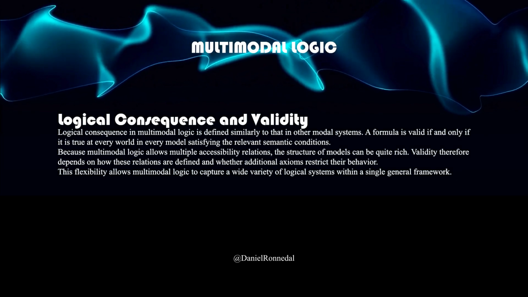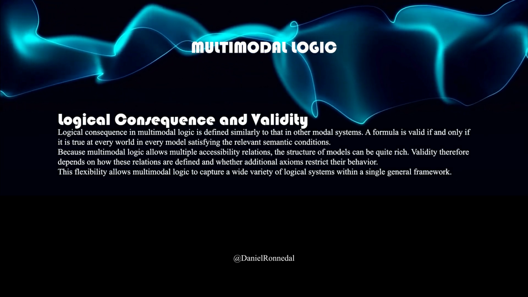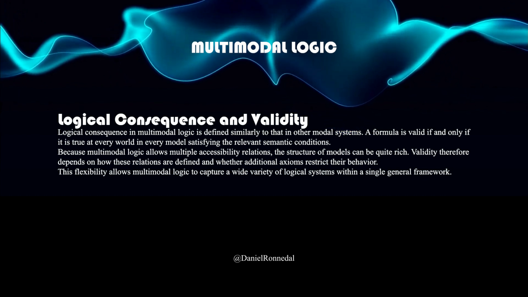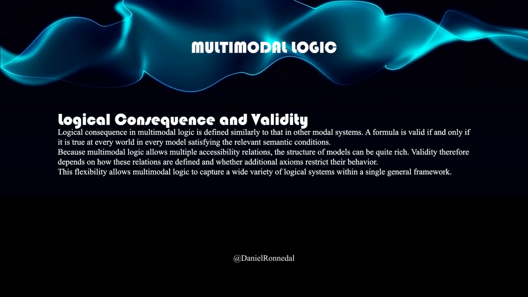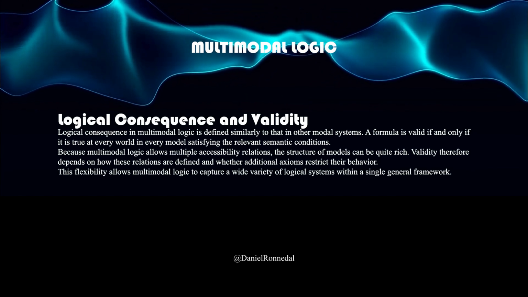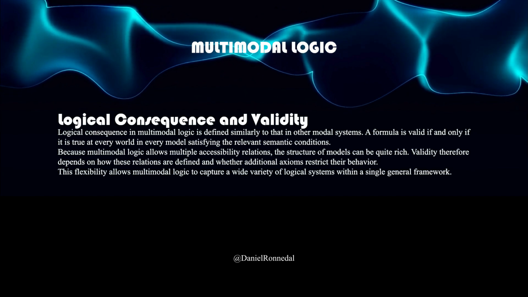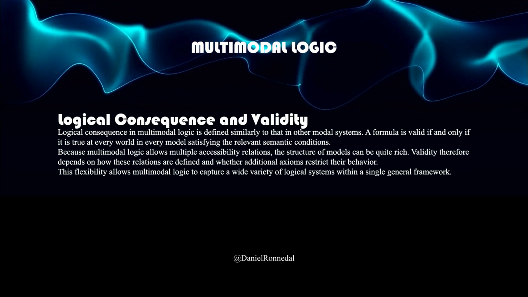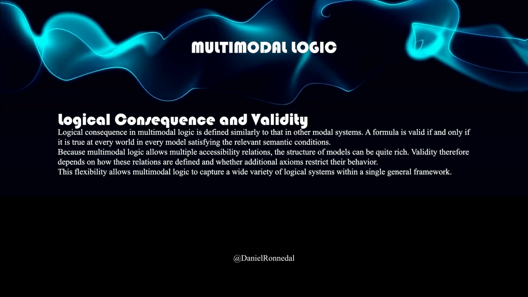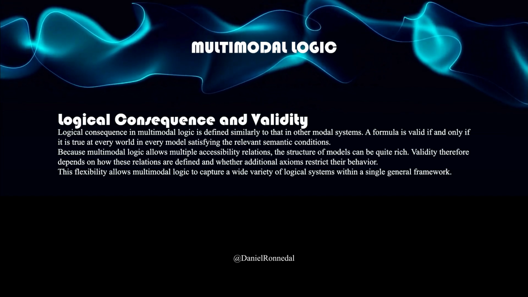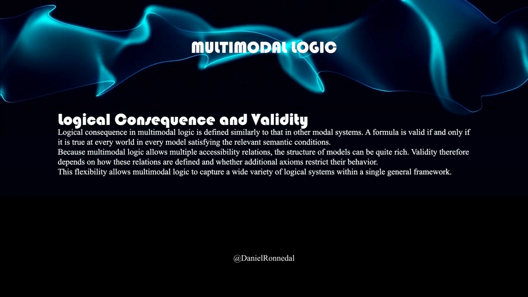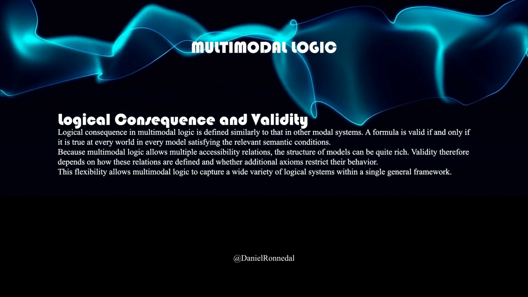Logical consequence in multimodal logic is defined similarly to that in other modal systems. A formula is valid if and only if it is true at every world in every model satisfying the relevant semantic conditions. Because multimodal logic allows multiple accessibility relations, the structure of models can be quite rich. Validity therefore depends on how these relations are defined and whether additional axioms restrict their behavior. This flexibility allows multimodal logic to capture a wide variety of logical systems within a single general framework.